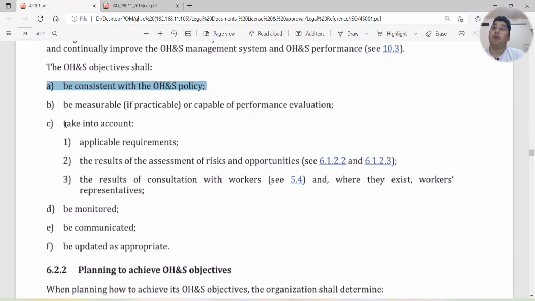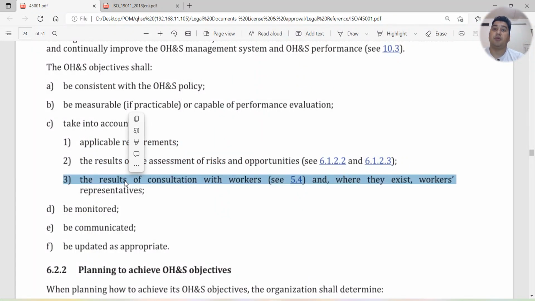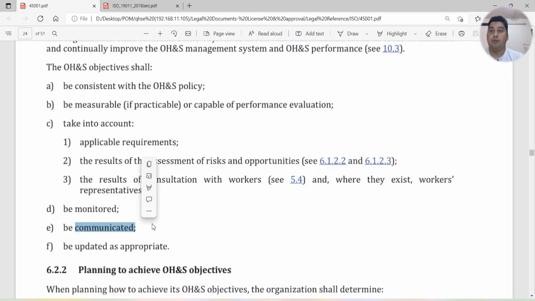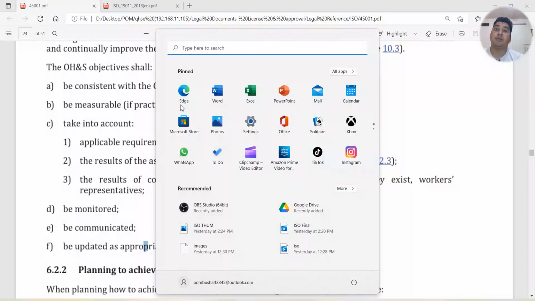When you are setting the objectives and targets, you need to take into account applicable requirements, the results of the assessment of risks and opportunities, and the results of consultation with workers and representatives. Be monitored. OHS objectives should be monitored. They should be communicated also. You have to communicate with your workers and they should be updated as appropriate. Now, how are you going to set objectives and targets?